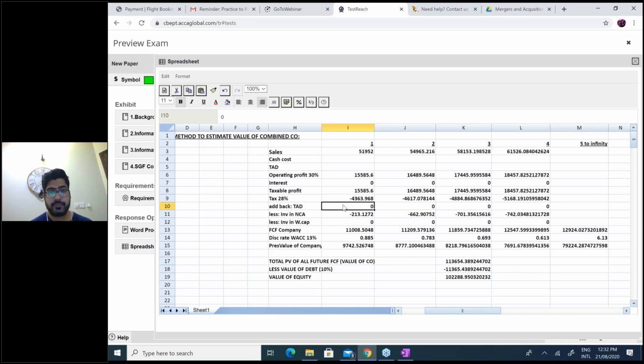Interest doesn't come here. Okay, so we get taxable profit, that is 15585, 16489, 17445, 18457. On that we paid tax at 28%, so 28% taxes: 4364, 4617, 4884, and 5168. Now, because of the spreadsheet, all the formulas were fed, so it is saving me a lot of time.